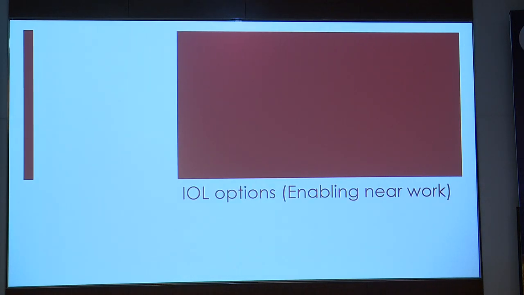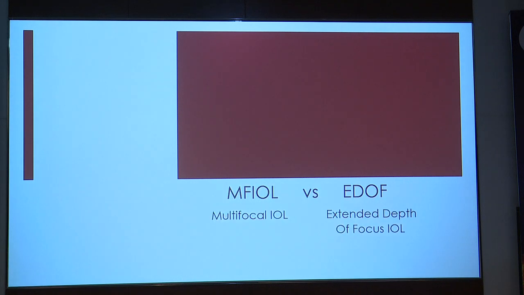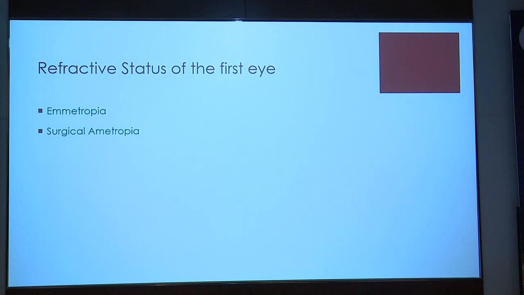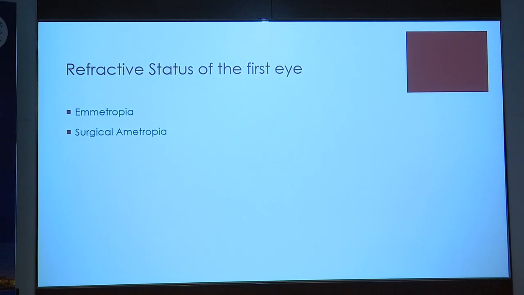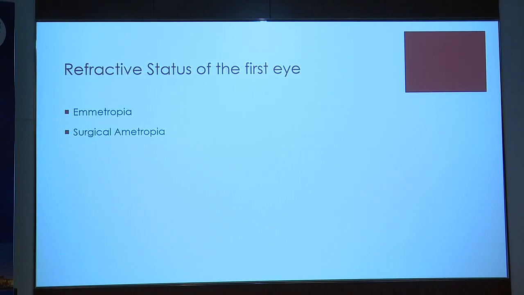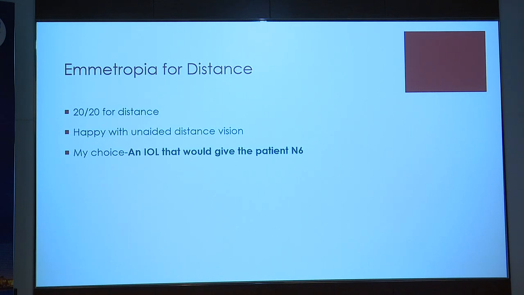And therefore, we now have to look at the options of presbyopia correcting lenses that we can consider in this patient. Largely, they are divided into categories. It could be either the multifocal IOLs or the extended depth of focus IOLs. To me, the decision largely rests on the refractive status of the patient's first eye. Is the patient emmetropic, or does he have a residual refractive error? Let's take the first consideration.